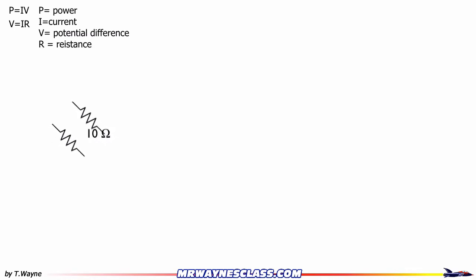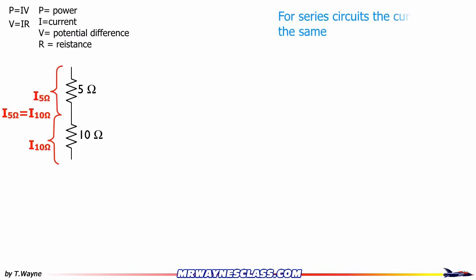Let's look at a little different circuit so we can see some relationships. I've got a 5 ohm and a 10 ohm resistor in series. And I know by definition when it's in series, they're each going to use the same amount of current. That is, the flow of the charges moving through here is going to be the same. So I've got 5 ohms on the top, 10 ohms on the bottom, and I know the two currents are going to be the same.